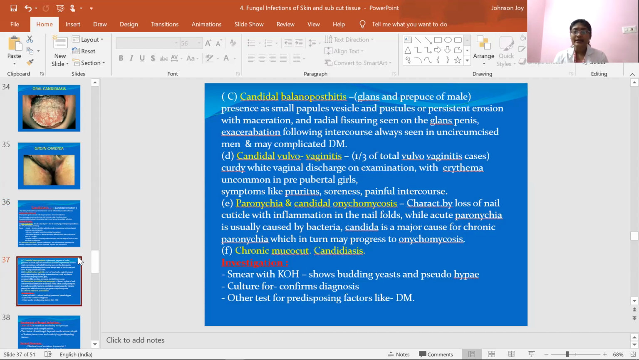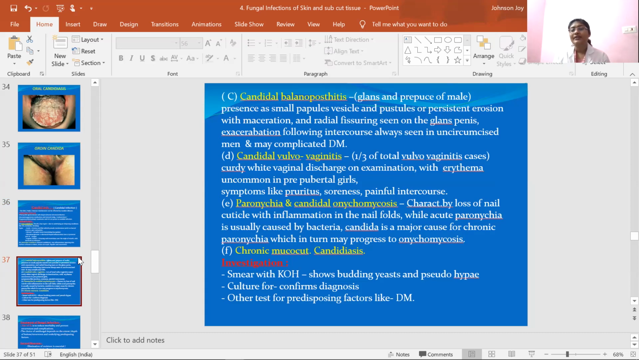Now, paronychia and candidal onychomycosis, which involve the nails. It is characterized by loss of the nail cuticle with inflammation in the nail folds. While acute paronychia is usually caused by bacteria, Candida is a major cause of chronic paronychia. So fungal infection of the nails is chronic, and bacterial infection of the nail is acute. Candida is a major cause of chronic paronychia, which in turn may progress to onychomycosis. Now, chronic mucocutaneous candidiasis also is a type. So there are 6 types.